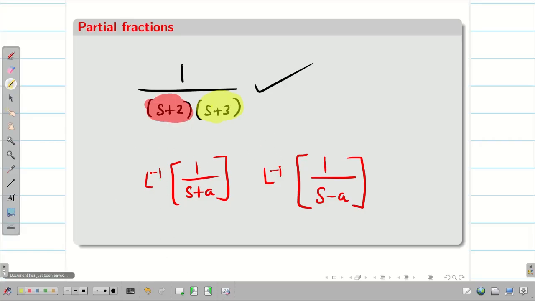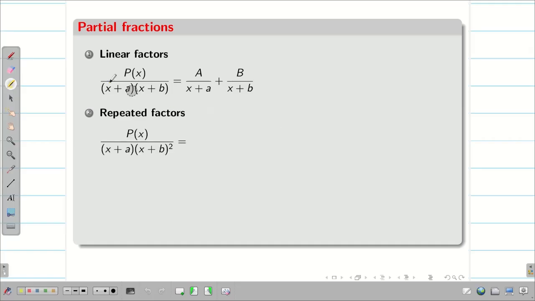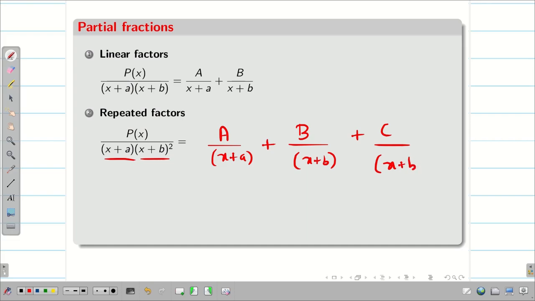Whenever there are two factors in the denominator, use partial fractions. Do you remember, students? Or how you simplify this? We take A by x plus a plus B by x plus b. Then our job is to find capital A and B. Next one, repeated factors. If the denominator has a repeated factor, for example, the denominator has (x plus a) into (x plus b) whole square, in this case, we write A by x plus a, B by x plus b, C by (x plus b) whole square. Suppose your problem has (x plus b) whole cube. In this case, we have to write D by (x plus b) whole cube.